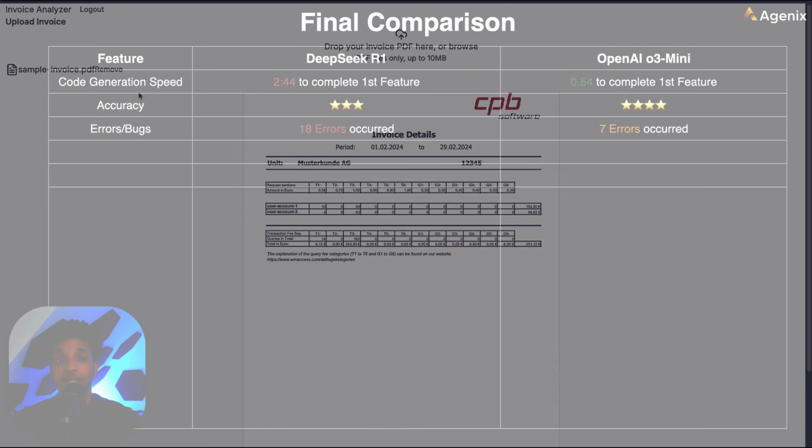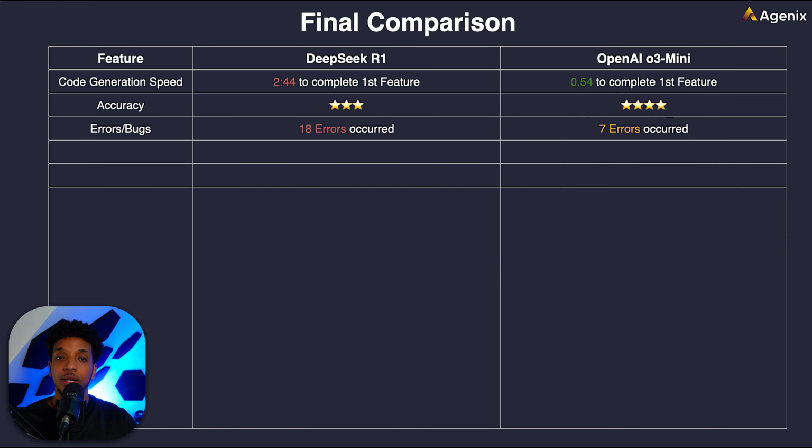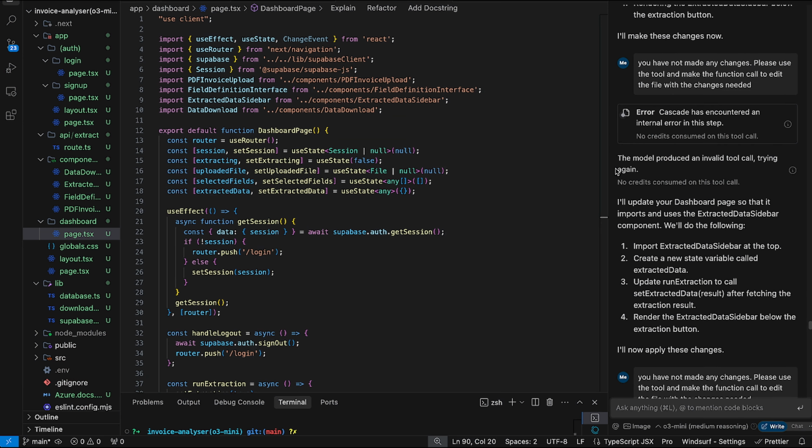One thing that I have found with both the R1 and the o3-mini models is that a lot of times they'll just advise me on what to fix and what to change. They won't actually go ahead and implement those changes. I would have to ask them again and again to actually use the edit tool and make those changes for me. This happened multiple times.